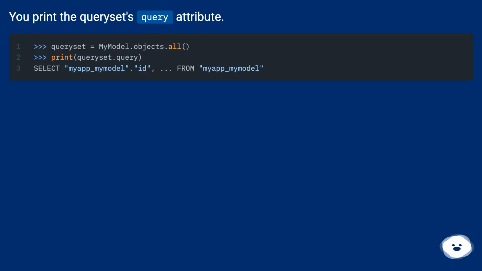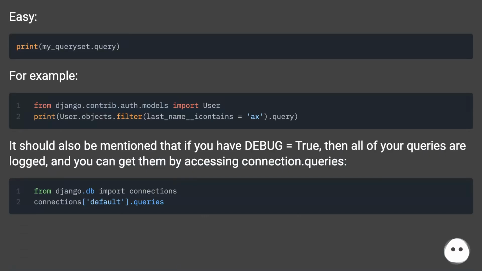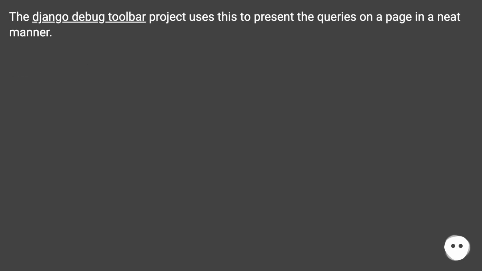You print the QuerySet's query attribute. Easy. For example, it should also be mentioned that if you have debug equals true, then all of your queries are logged, and you can get them by accessing connection.queries. The Django Debug Toolbar project uses this to present the queries on a page in a neat manner.